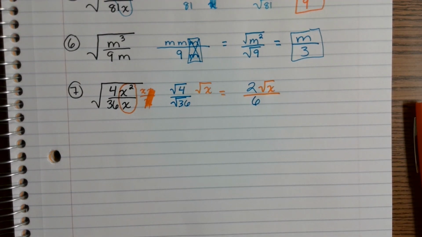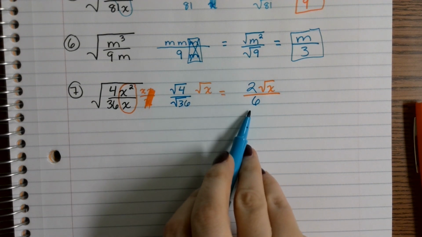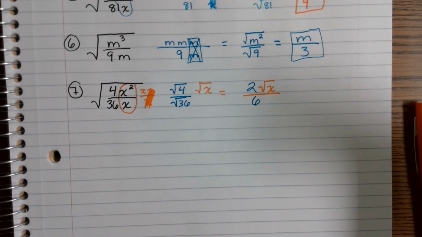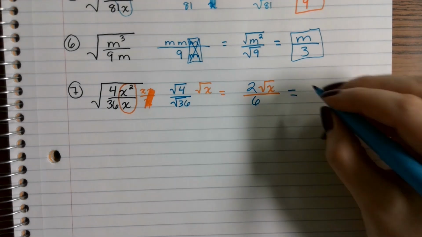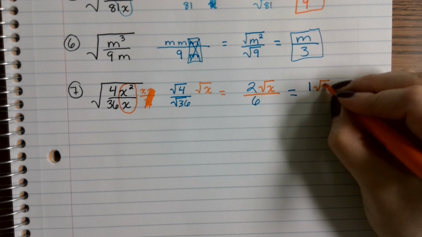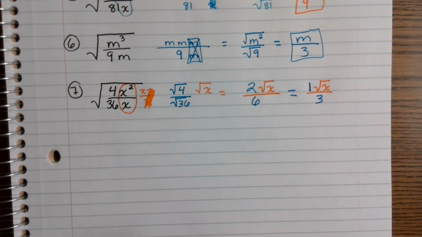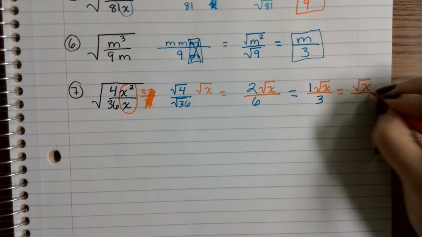No. Why not? Because if you remove this and have 2 over 6, is 2 over 6 simplified? No. What does 2 over 6 simplify to? 1/3. So that means you now have 1 square root of x over 3. I don't have to technically write that 1, though. I could just write square root of x over 3.